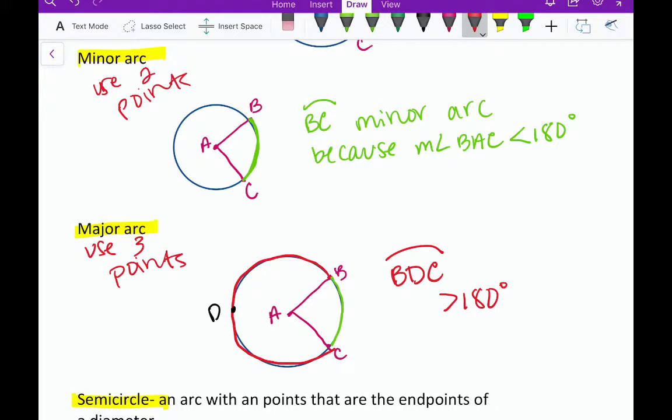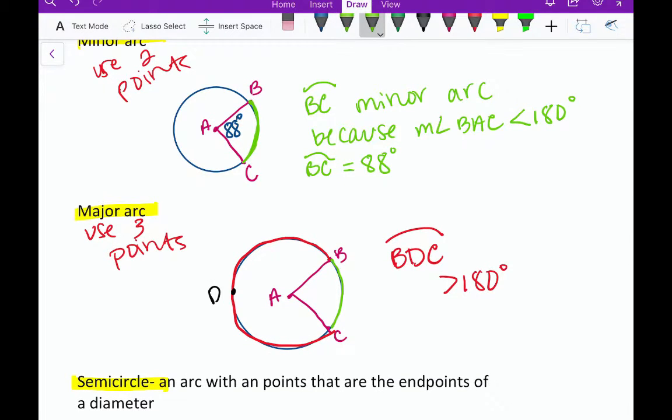Now, when we measure these arcs, the measure of the arc is equal to the measure of the central angle that forms the arc. So if the measure of angle BAC is 88 degrees, then that means that arc BC is equal to 88 degrees. So we can measure these arcs in degrees, and that's equal to the measure of the central angle.